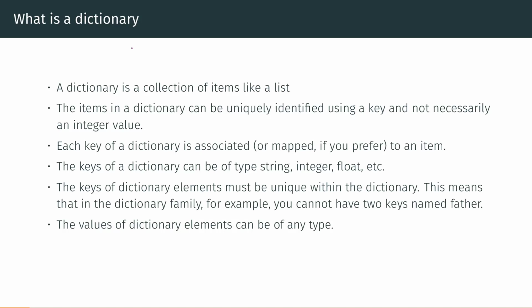So, what is a dictionary? A dictionary is a collection of items, just like a list, as I mentioned before. But unlike a list, the items in a dictionary can be uniquely identified using a key. Okay, this part is important. This is how it differs from a list. The items in a dictionary can be uniquely identified using a key and not necessarily an integer value like you do in a list, right?